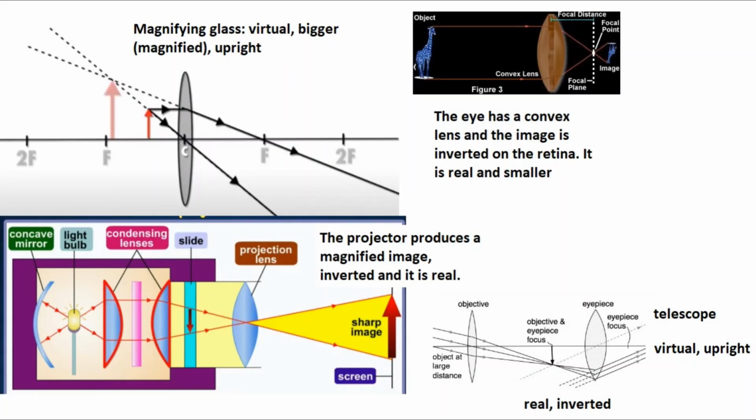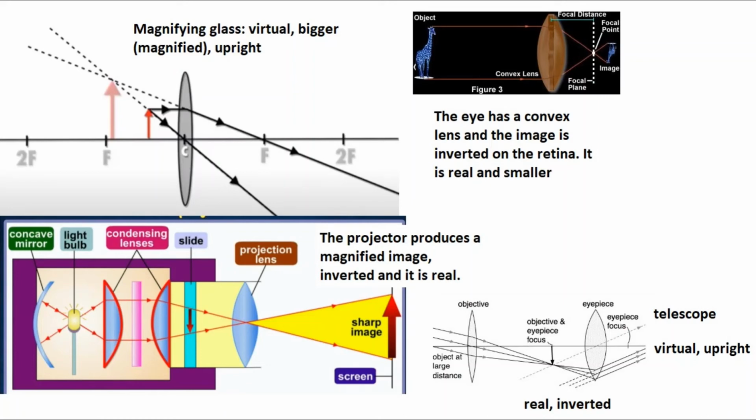Okay, so have a look at these 4 diagrams. On the top left, you've got a magnifying glass. Can you see that this is the negative type? So the image is to the left of the object, and you can see that it is a lot bigger. It is virtual because you have to trace back the light rays. It is magnified, upright and virtual. So this is for the magnifying glass.